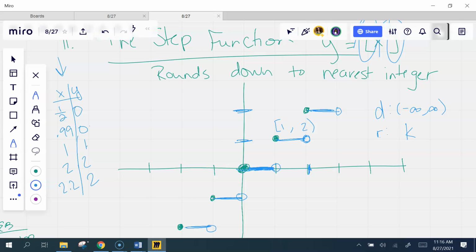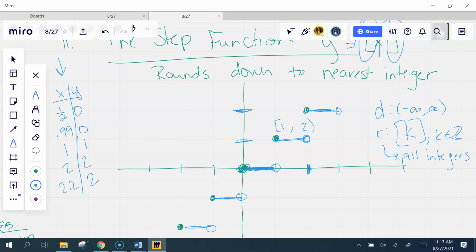So K, what is K? It includes K. Or you can say the range is all integers if you would rather write it out.